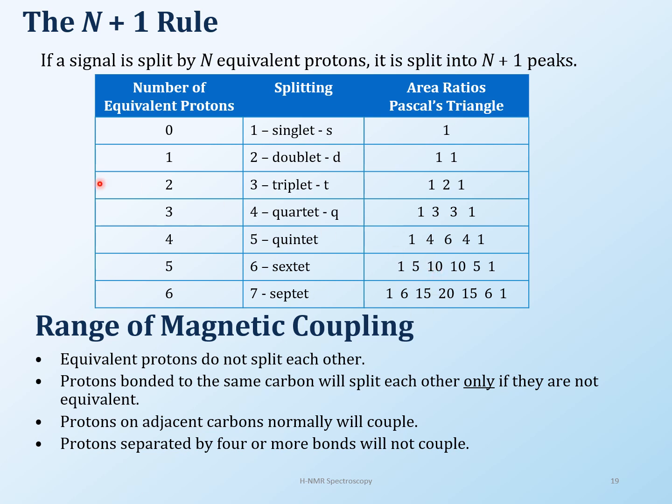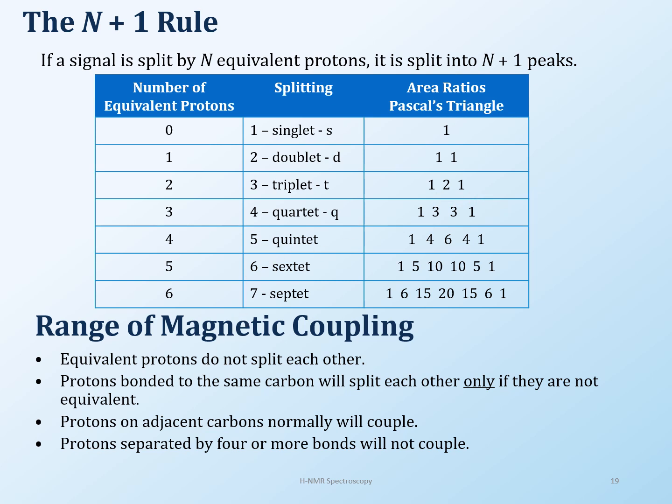So here is a table of all the splittings possible. If there is no non-equivalent proton next to a proton, then you just get a singlet. That's it. No splitting whatsoever, and that's just one peak that you see. If there is one proton next to it, then you see a doublet, which is a 1-to-1 ratio. If there are two protons, again remember the n+1 rule, you're going to see 2 + 1, a triplet, a 1-to-2-to-1 ratio.